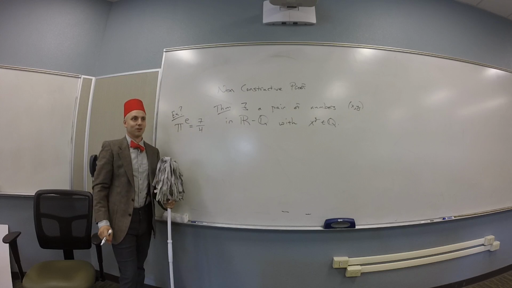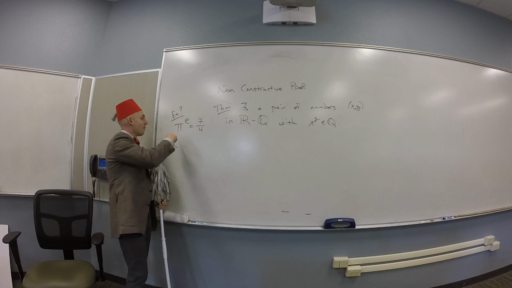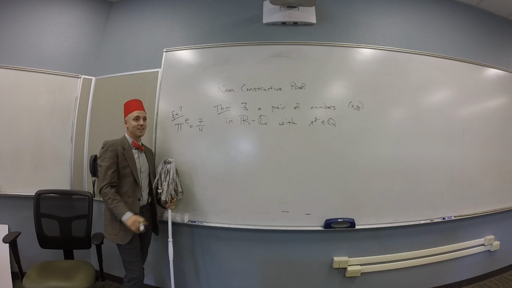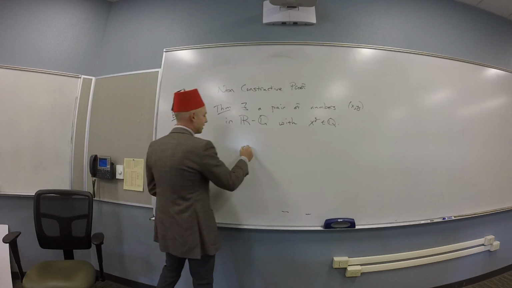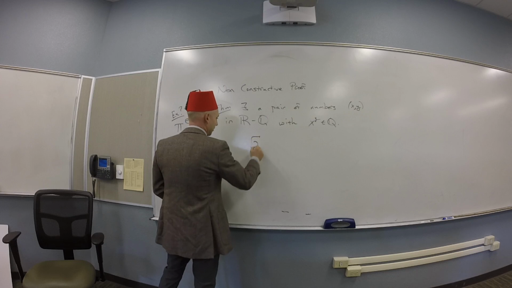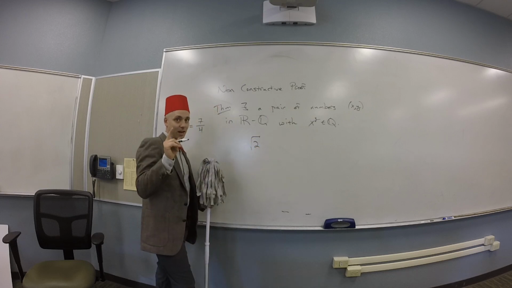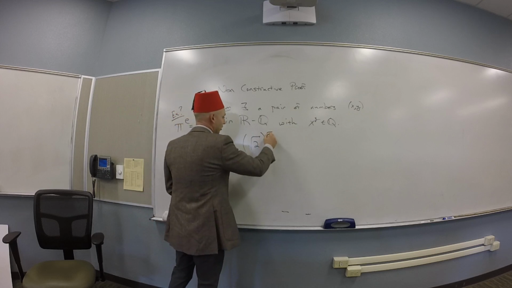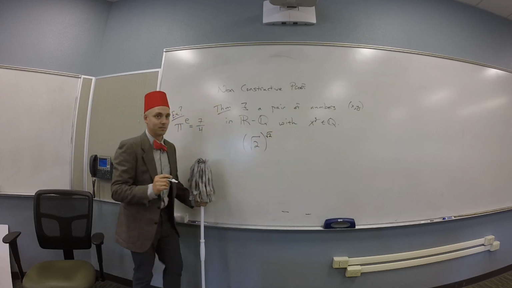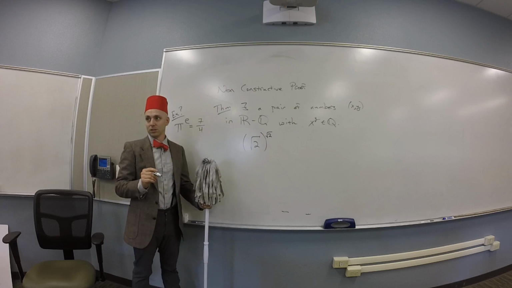But this thing's not constructive, so I'm not going to find out that pi to the e is 7/4. I'm going to do this slightly strange thing, where I'm going to take the square root of 2, which is irrational, and then raise that thing to the square root of 2 power. You good with this?